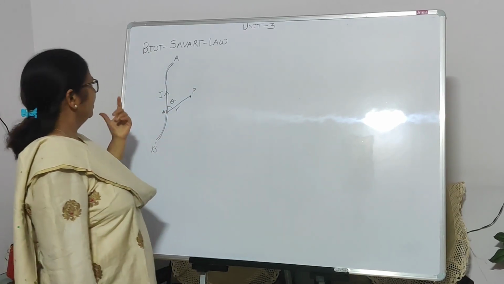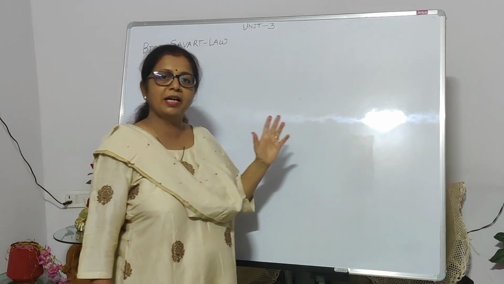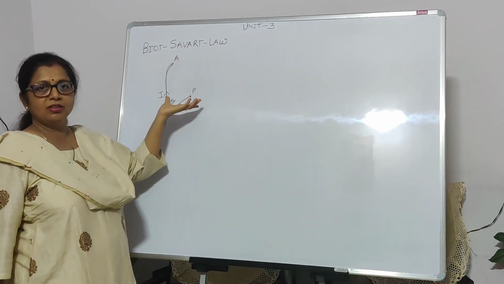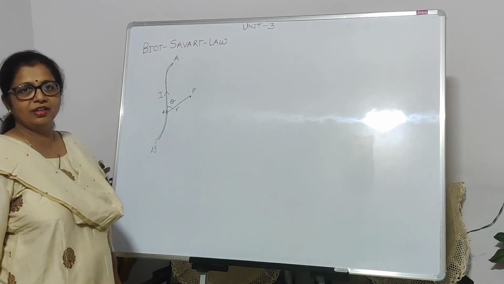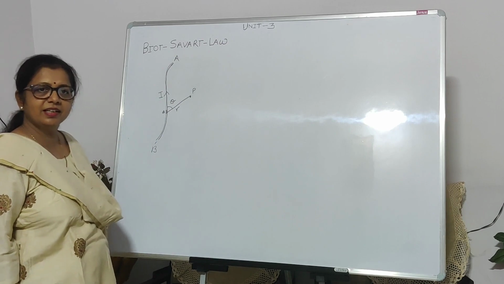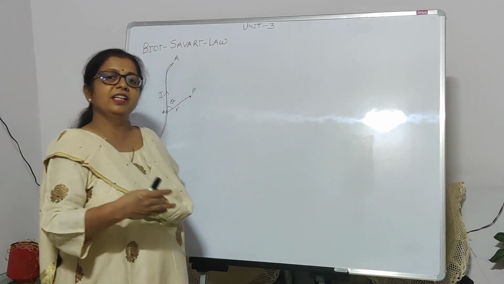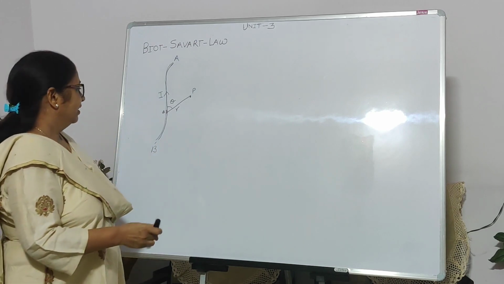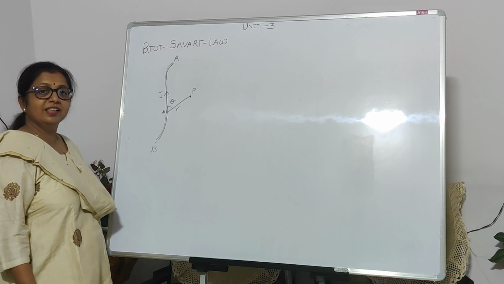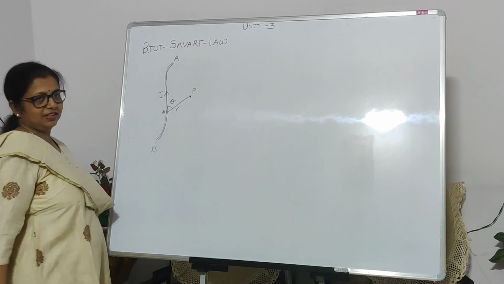Today I am going to cover the magnetic effect of current and the Biot-Savart law. Biot-Savart law is about the strength of the magnetic field produced due to a current carrying conductor. In the last video I already explained that when there is a flow of current inside the conductor, a magnetic field is generated around the conductor.